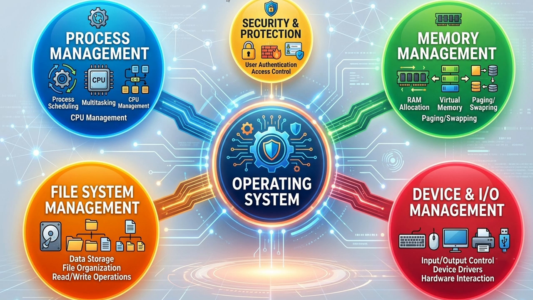The next one is memory management. Every process needs memory to store its code and data. The OS decides where in RAM each process lives and how much memory it gets. It protects one process's memory from another and uses virtual memory to handle big programs.